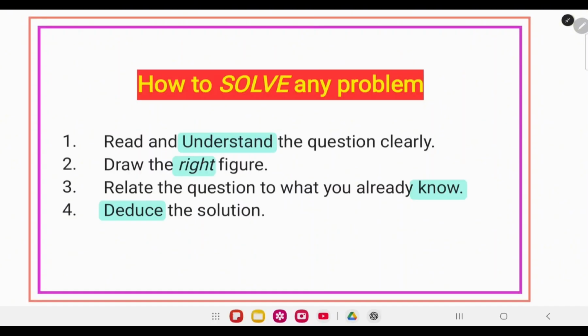Before going to solve the exercise problems, you need to understand how to solve a problem. First, read and understand the question clearly. Understand is a keyword here. Then draw the right figure. This almost solves half of the problem. And then relate the question to what you already know, like how I told you to remember those basic trigonometric ratios. And finally, you can reduce the problem to simpler terms and solve it easily.